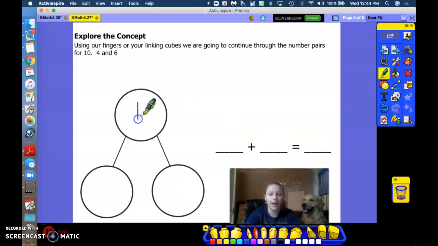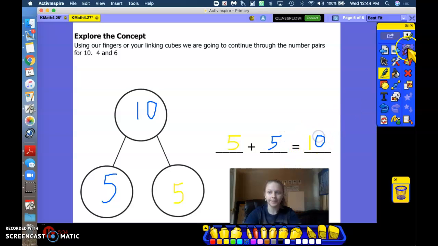All right, let's start by taking one from our tower of 6 and putting it on our tower of 4. So how many do I have in my 2 towers? What are the parts? 5 and 5. Great job. I have 5 blue and 5 yellow. And let's write our number sentence to match. 5 plus 5 equals 10. Well done, friends.